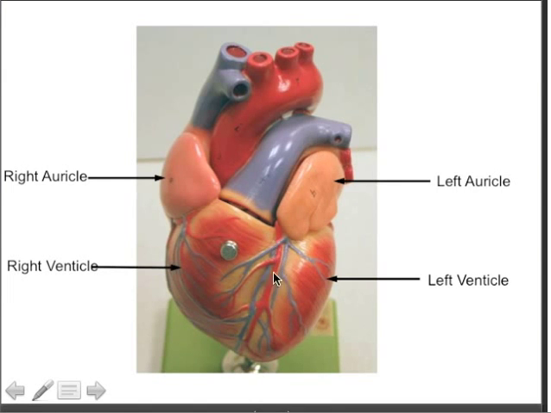You can see here the interventricular sulcus, indicating the dividing line between the left and the right ventricle in this model.